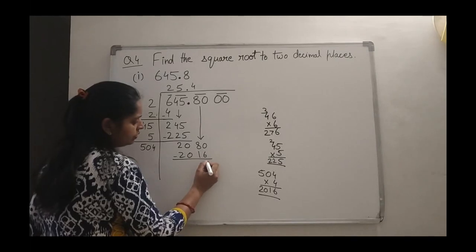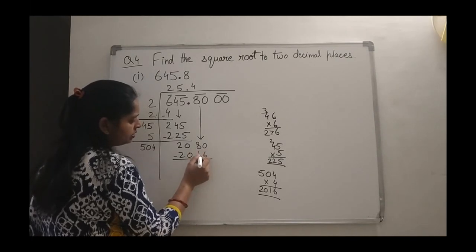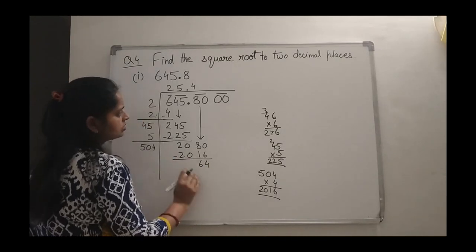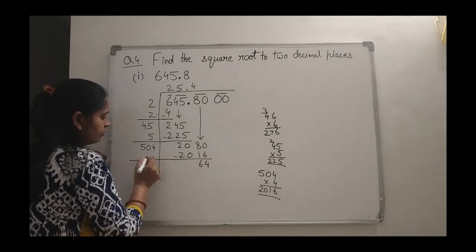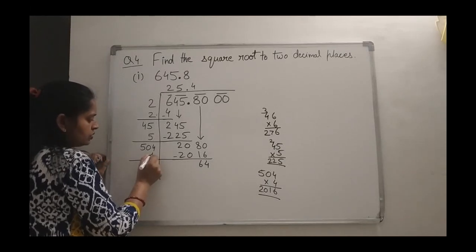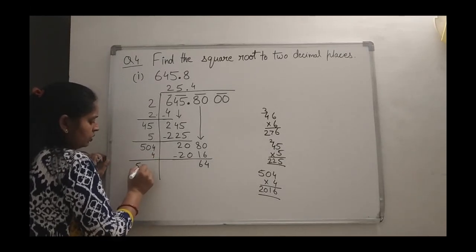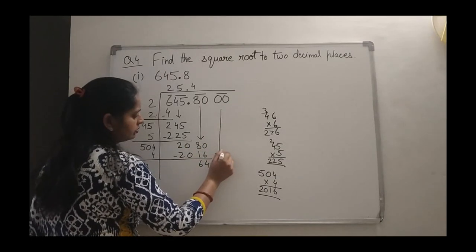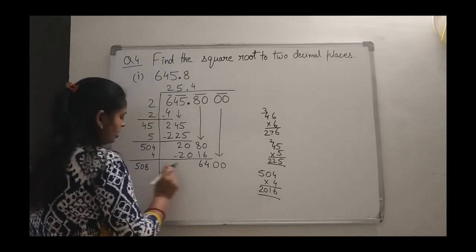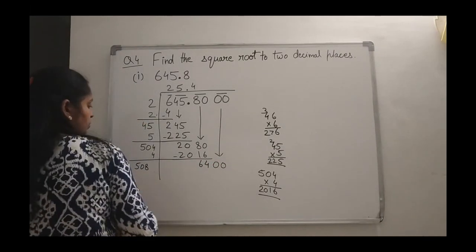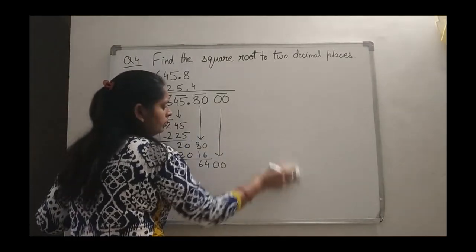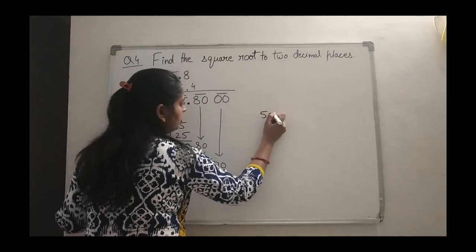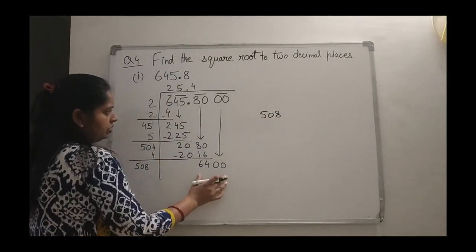10 minus 6 will give you 4, and here 7 minus 1 will give you 6. Right? And this is over. Here 4, we have done the entry for 4, so 4 will be added. 508. And the next pair will come down here. 508 I am having. So what number do we have to enter? What digit do we have to enter here?